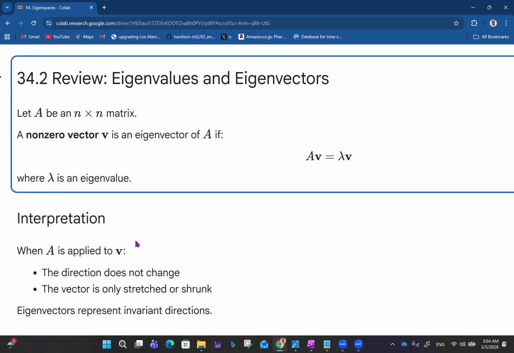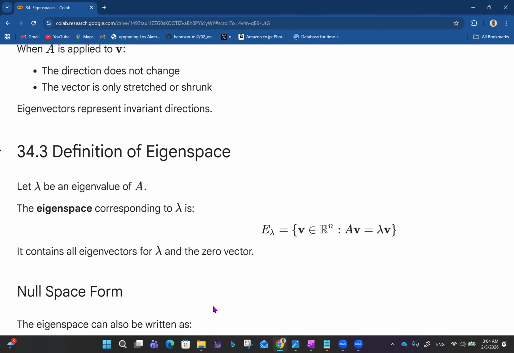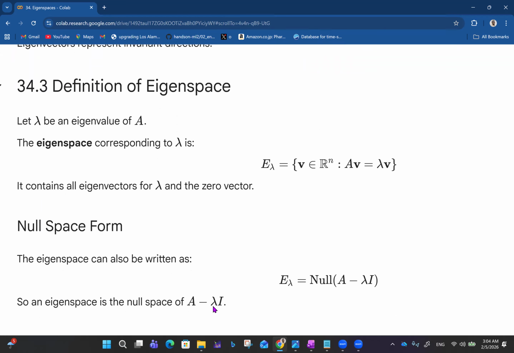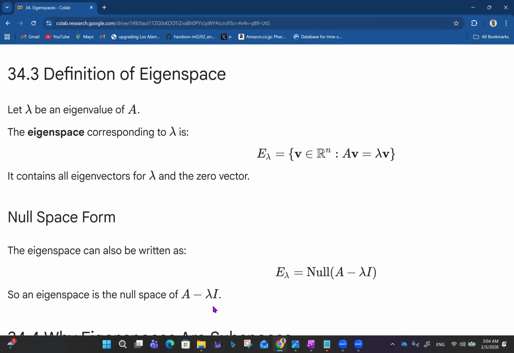So by way of interpretation, when A is applied to V, the direction does not change. The vector is only stretched or shrunk, right? So eigenvectors represent invariant directions. They are fixed vectors like that. And then we go ahead to talk about the definition of eigenspace.